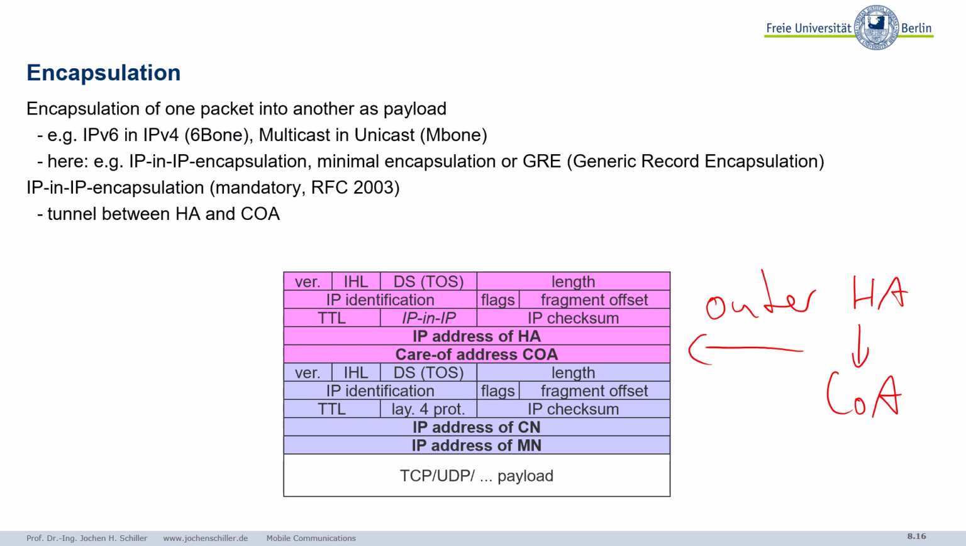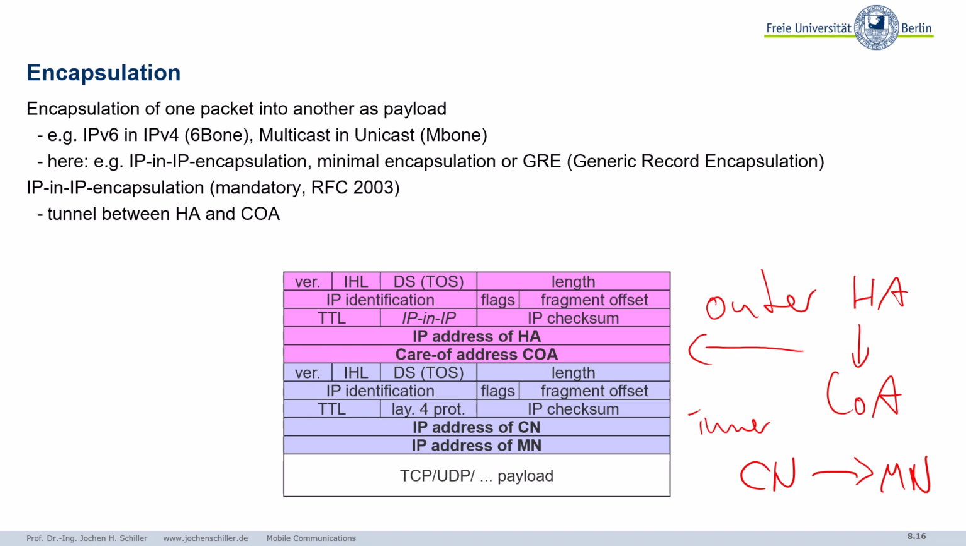And inside this packet you will see again the original header. You see, originally that's from the correspondent node to the mobile node. So this is the letter in a letter. Your parents place the care-of address as the receiver on the outside, the outer envelope, and their home address as the sender. So that's the idea.